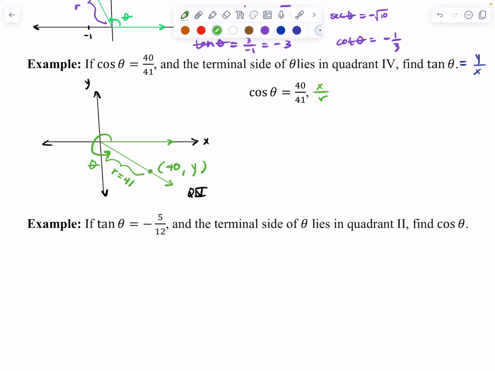So we do need to figure out what y would be. And we can use Pythagorean theorem to do this. So 40 squared plus y squared will be equal to 41 squared. Y is going to be negative in quadrant 4. So the negative square root of 41 squared minus 40 squared. Okay, so y will end up being negative 9, which means that tan theta is going to be equal to negative 9 over 40.